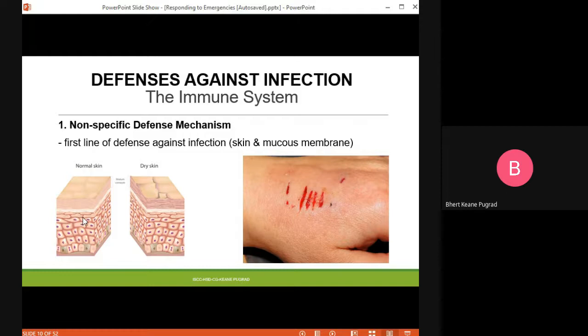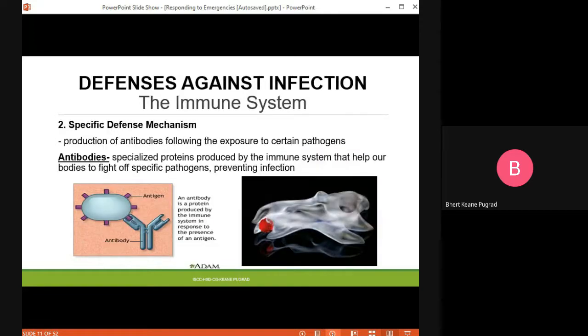It could protect our body from any form of microorganism. Okay. Next is your specific. Okay. Your specific defense mechanism. This is done through the production of antibodies following the exposure to certain pathogens or certain pathogenic microorganism. So, ang isa sa mga importante dito sa ating specific defense mechanism, we have your antibodies.